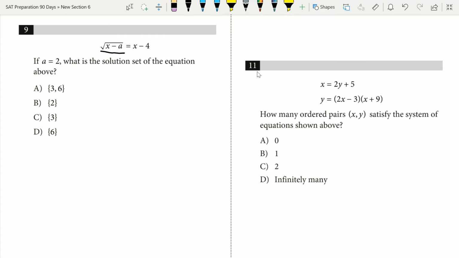So you should put that in your notes, that you have to check those if there's a square root. In this case, there is, so you have to make sure you're checking them. All right, so let's go ahead and solve. So we can go ahead and plug in this 2 for a. So we have x minus 2 there. We're going to go ahead and square each side.